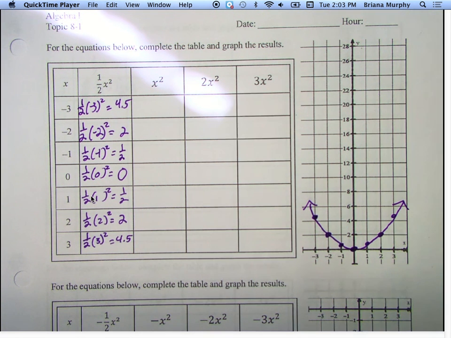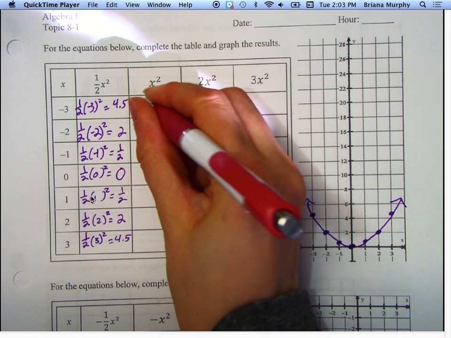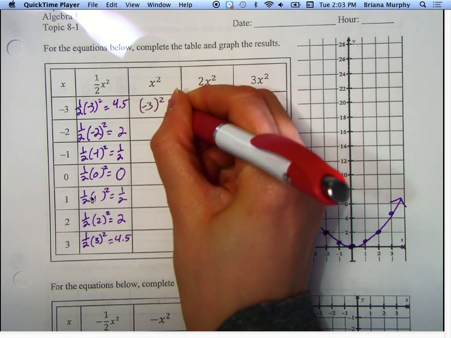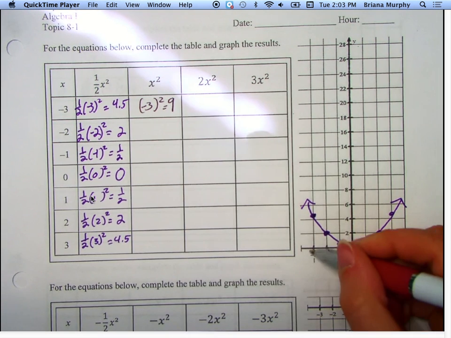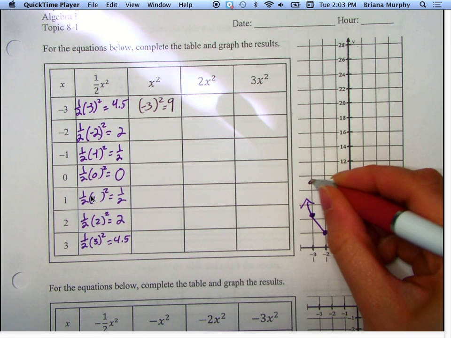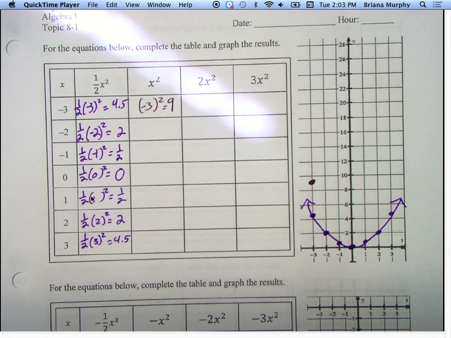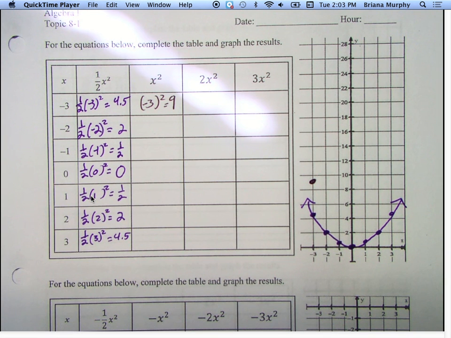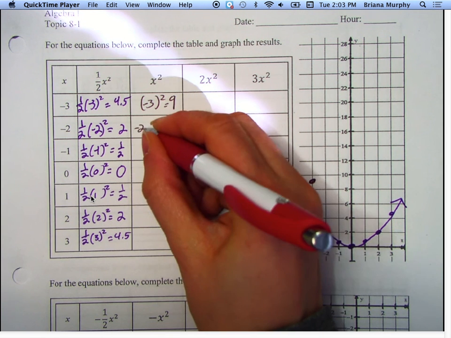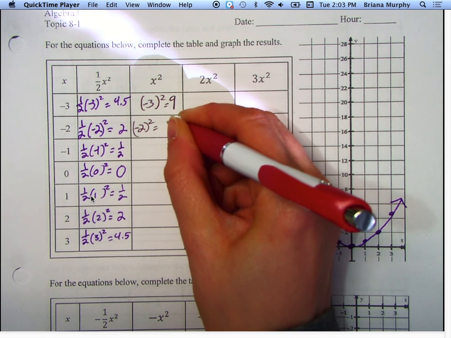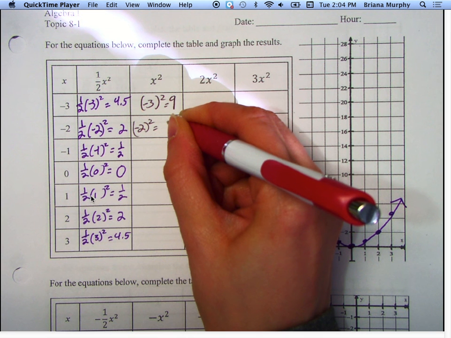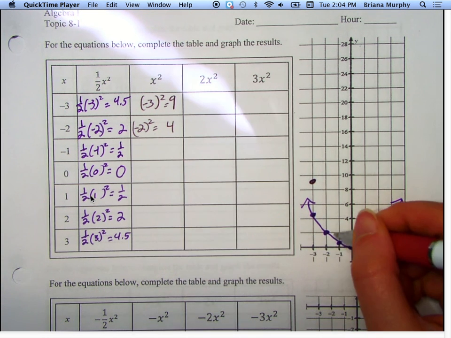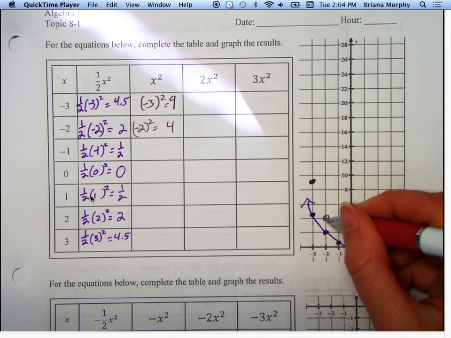Now I'm going to take a different color. -3 squared is 9, right? So at -3, I'm going to go up to 9. See how I'm using a different color so I know which one goes with which? You don't have to. I just like to. -2 squared is what? -2 times -2 is 4. At -2, I go up 4.